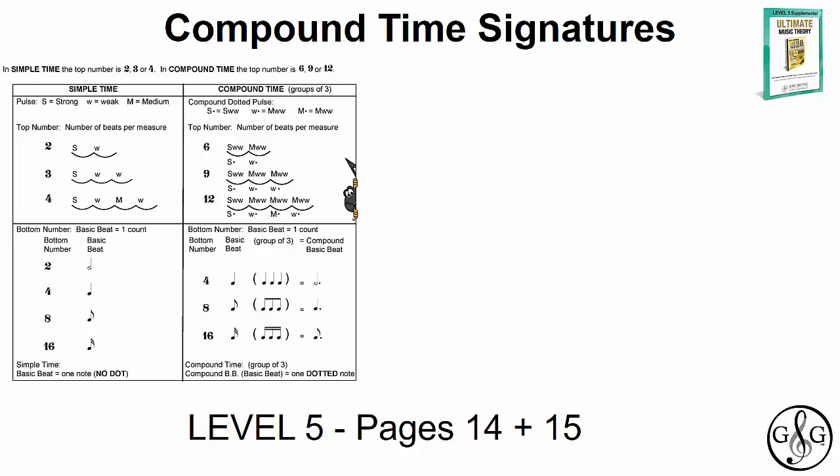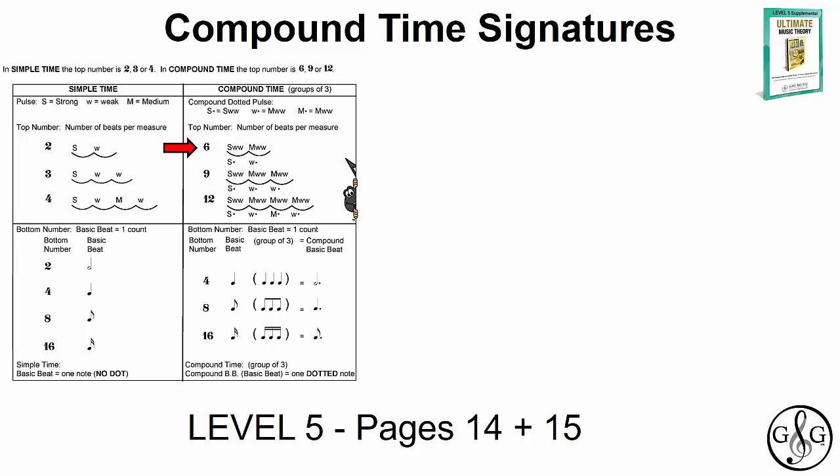In level 5, on pages 14 and 15, you will see the compound time signature chart. Now, the scoops are a visual representation of one group. So in simple time, each group equals one undotted note. In compound time, each group equals one dotted note. Now, this clearly shows that the top number, such as 6, indicates the number of beats per measure, which is 6. And the pulse is strong, weak, weak, medium, weak, weak. There's 2 groups of 3 that indicate the compound pulse is strong dot weak dot. We got it.